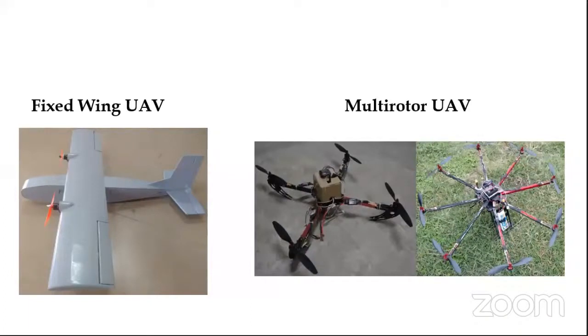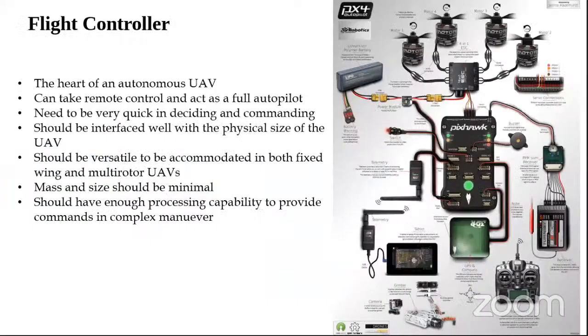So you are manipulating. To manipulate the system the way we want, we need an electronic system which has the components such that it can modify the performance on board, and it can also take automated commands completely. So this is the heart of an autonomous UAV; it can take remote control and act as a full autopilot. Both should be there, because in some situations you need a pilot to maneuver. The processor should be very quick for commanding and deciding. It should have a decision making sense also, because once it goes automated, it should make a decision. Even though the decisions are very limited, it should still be fast enough to do that.